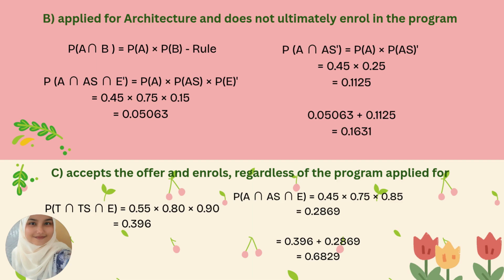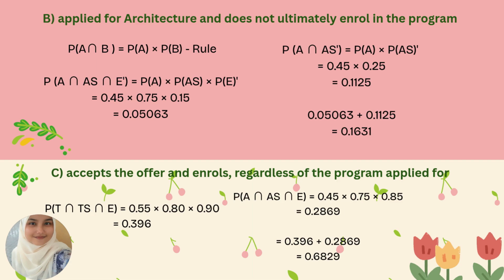There are two possible cases. First, the student applies for architecture, is accepted into the program, but decides not to enroll. The probability is calculated as 0.45 multiplied by 0.75 multiplied by 0.15, which equals 0.05063. Second, the student applies for architecture but is not accepted into the program. The probability is 0.45 multiplied by 0.25, which equals 0.1125.